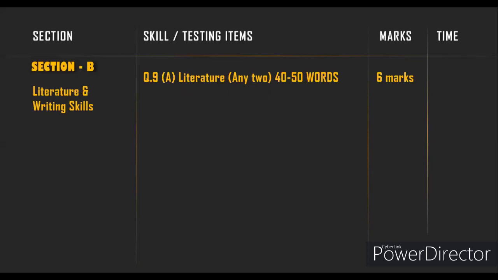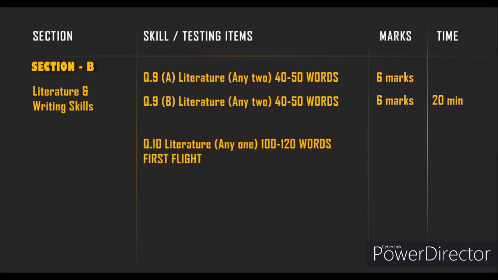But this time, question number 9A and question number 9B are both going to be for 6 marks, but the word limit has increased from 20 to 30 to 40 to 50 words. Being a 12-mark question, once again, 20 minutes are allotted to you. So don't spend more than 20 minutes here as well.